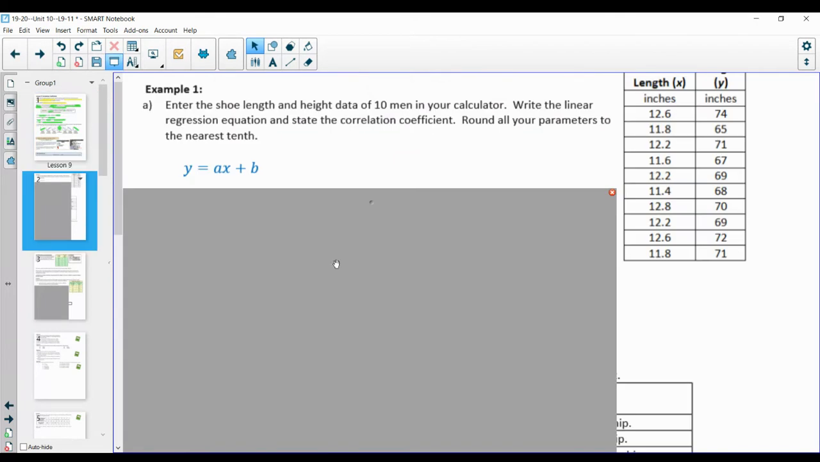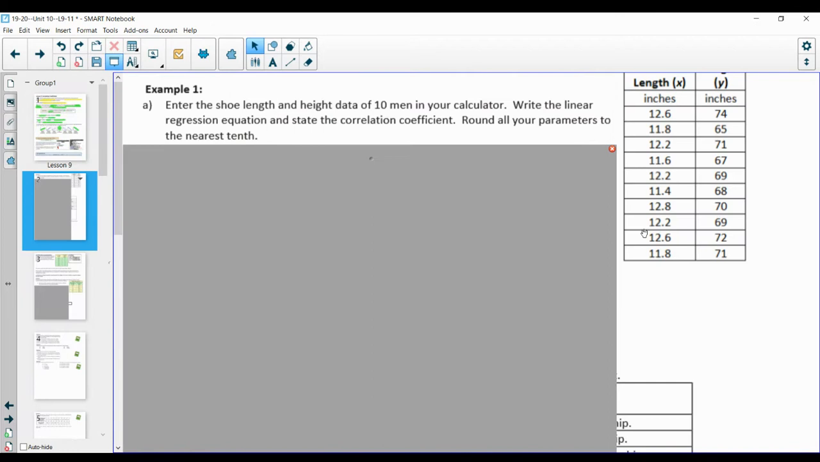Okay, so now let's look at example 1. We have the shoe length and height of 10 men. You're given over here these are our X values, and these are our Y values. So what you're going to want to do is go in your calculator, go to Stat, Edit, and enter your X values in L1 and your Y values in L2. Remember, make sure you clear out those lists before you enter the values.